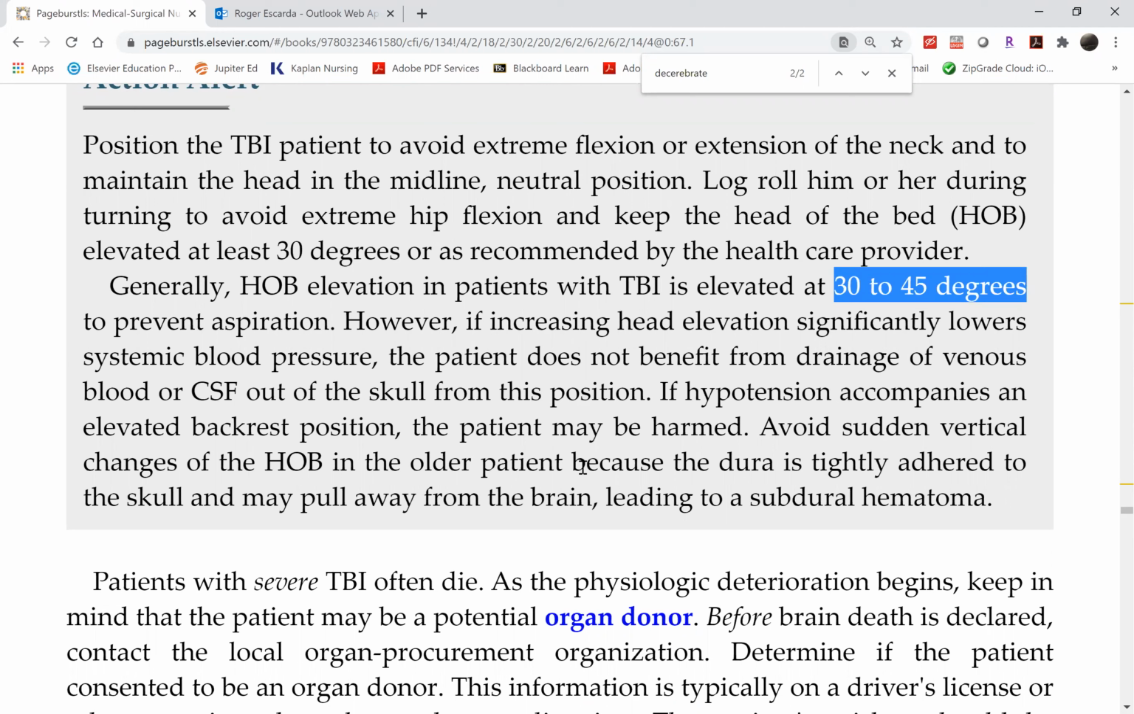So the head should be midline. We want to make sure there's nothing impeding blood drainage through the jugular veins. So therefore you can't have any neck flexion. Also the hip should not be flexed. That's why our head of the bed elevation should not be more than 45 degrees. If you go 90, then there will be extreme flexion that will increase intrathoracic pressure and therefore will impair venous return from the brain.